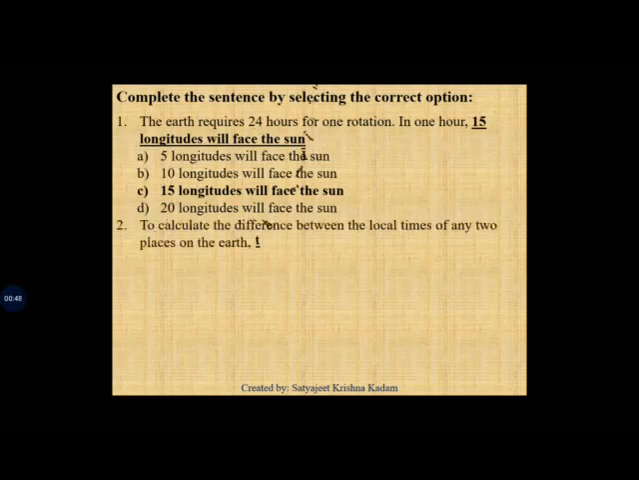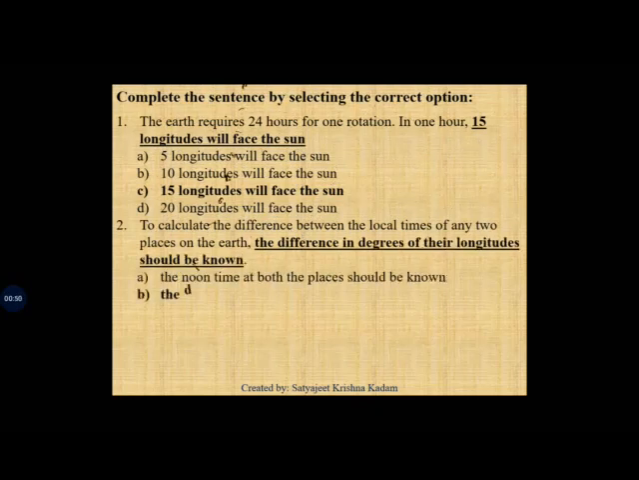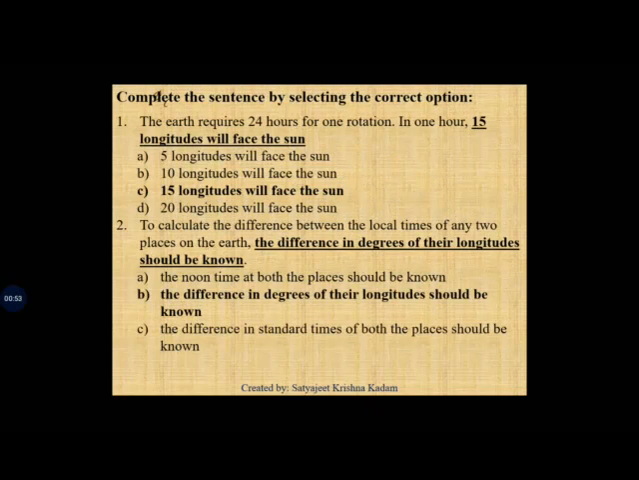Next, to calculate the difference between the local time of any two places on the Earth, dash. A. The noon time at both the places should be known. B. The difference in degrees of their longitude should be known. C. The difference in standard time of both the places should be known. And D. Changes need to be made according to international date line. Answer B. The difference in the degrees of their longitude should be known.